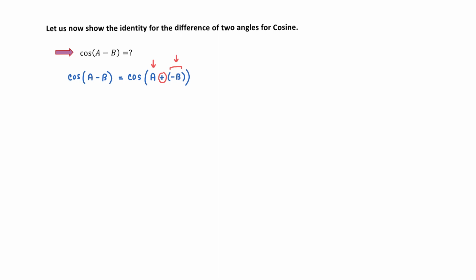So in this case, I can use the identity that we just derived for the cosine of the sum of two angles. So this will be equal to the cosine of A times cosine of negative B. Then, because there is a plus, we're going to have minus sine of A times sine of negative B.